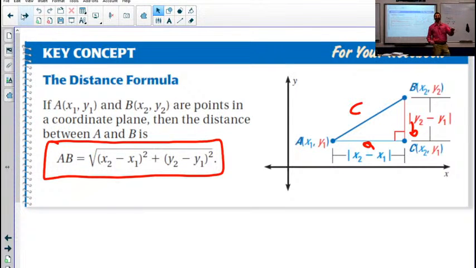And so we're going to focus in today on doing some examples of how the distance formula is going to work. That's all we're going to focus on today.